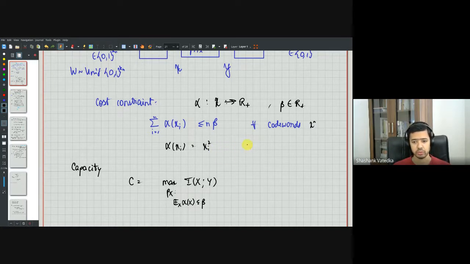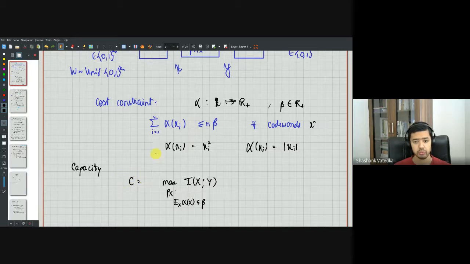You can conceive of other constraints as well. So there is also the peak or the so-called intensity constraint, for which alpha of x_i is the magnitude of x_i, and so on. So you can have different functions alpha, and the capacity is always given by this as long as the constraint is in this particular form. So it has the single letter form: the summation of alpha of x_i should be less than or equal to n times beta.